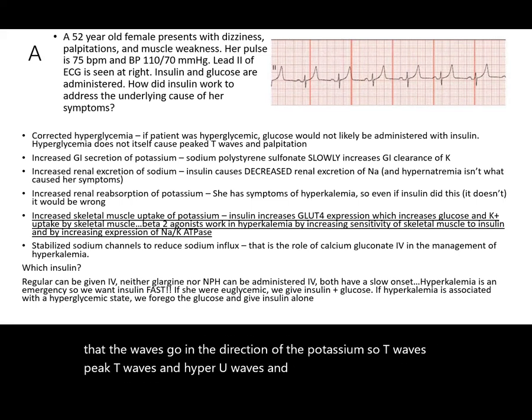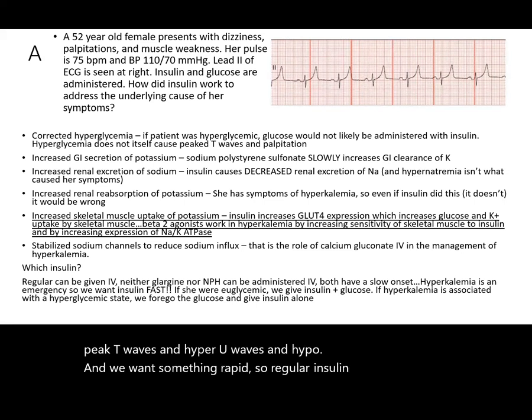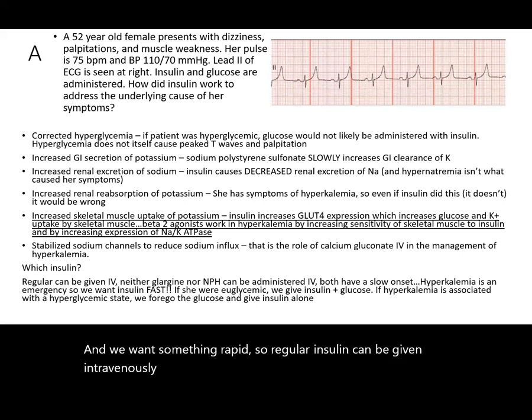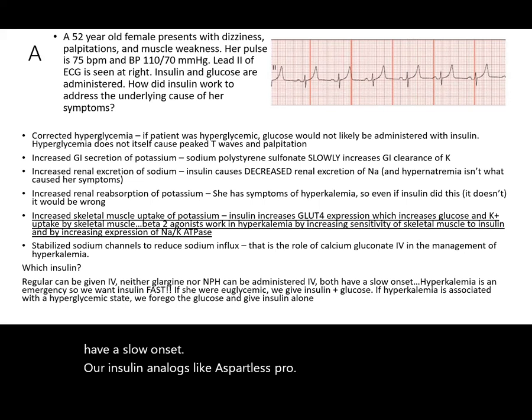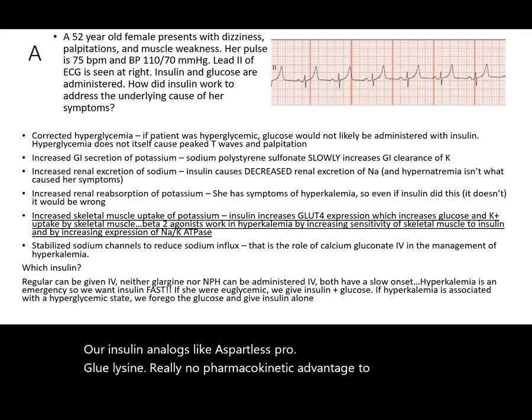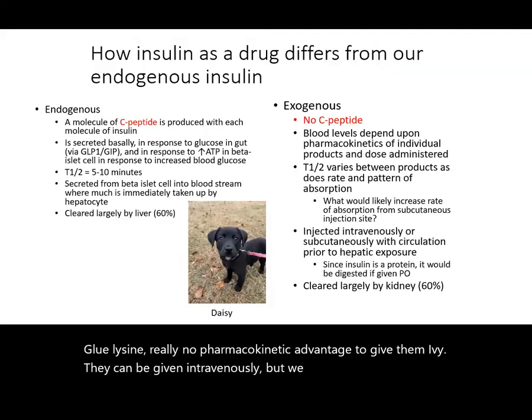And we want something rapid, so regular insulin can be given intravenously. Neither glargine nor NPH can be given IV. Both have a slow onset. Our insulin analogs like aspart, lispro, glulisine, there's really no pharmacokinetic advantage to giving them IV. They can be given intravenously, but we generally don't.